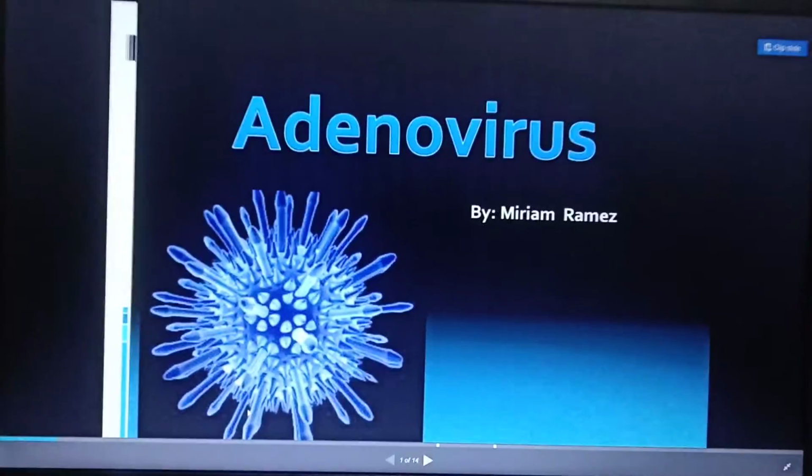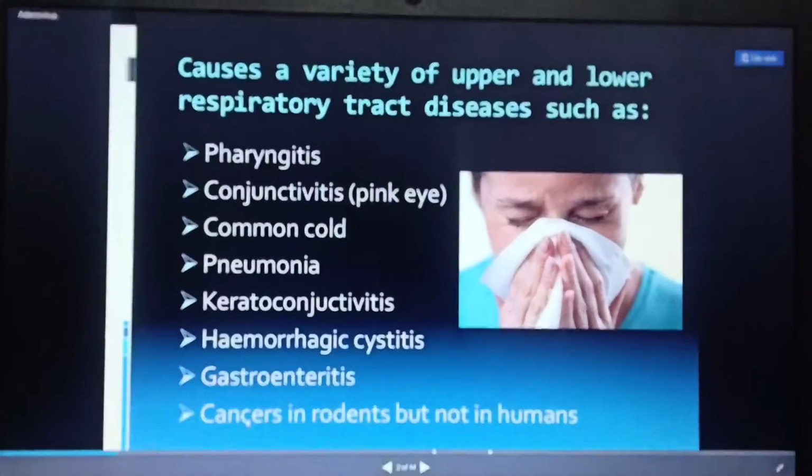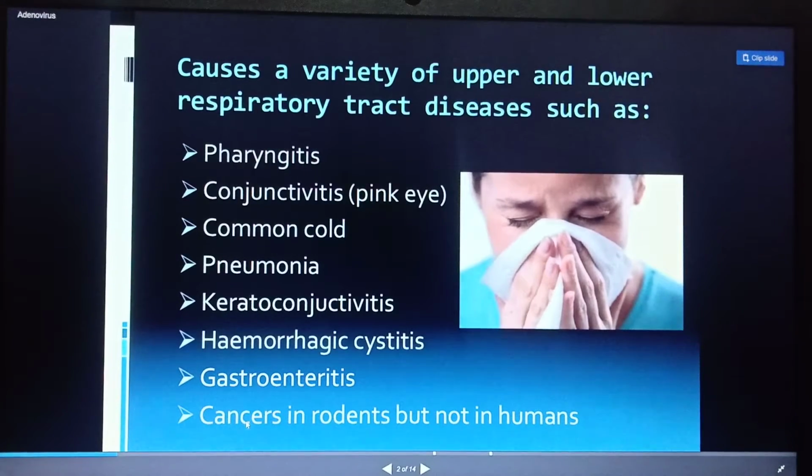Okay, so the adenovirus causes different infections, mostly of the upper and lower respiratory tract. For example, a person will often have pharyngitis, inflammation of the pharynx, and conjunctivitis, inflammation of the conjunctiva, and the common cold, pneumonia, and keratoconjunctivitis. Okay, so that is nothing else but inflammation of the cornea and the conjunctiva.